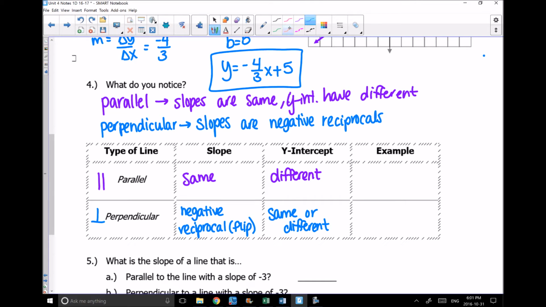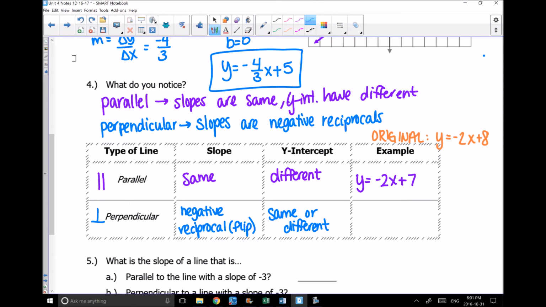Okay, so an example that we have here is if the original was y equals negative 2x plus 8, then a parallel line right here would have to be y equals negative 2x, and then it could be plus or minus any number we want. So we'll just say plus 7.